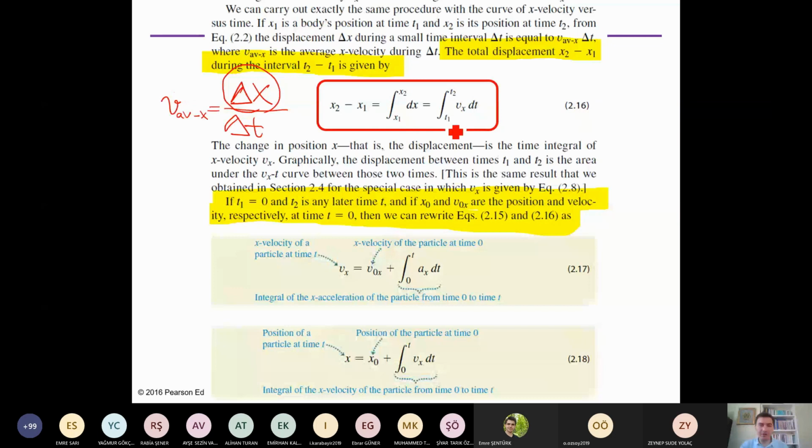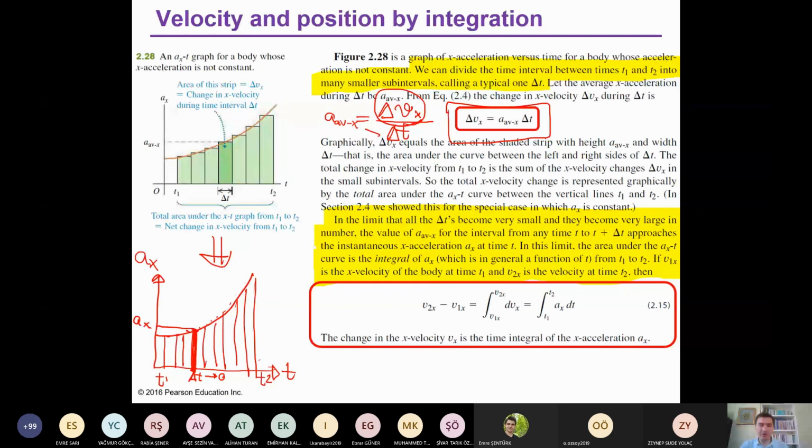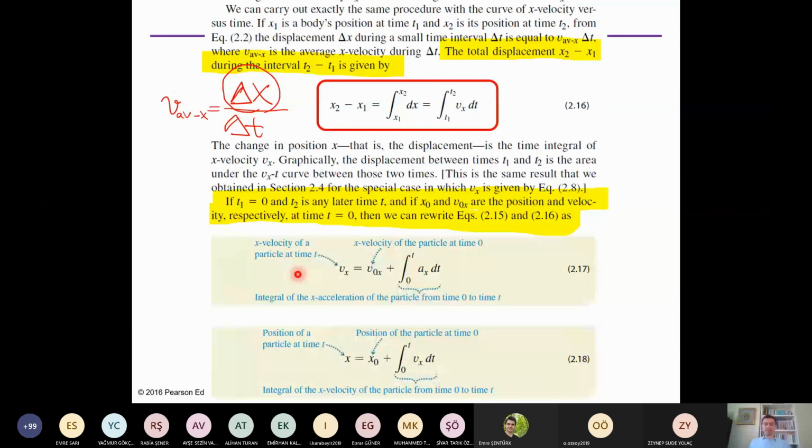So if you solve this integral, then finally you will get these two expressions. Here I have x2 minus x1. Instead of x2, just choose x, and instead of x1, just choose x0. Final position, initial position when the time is 0, and we have this integral here from the initial time when the time is 0 to the final time, Vx dt.